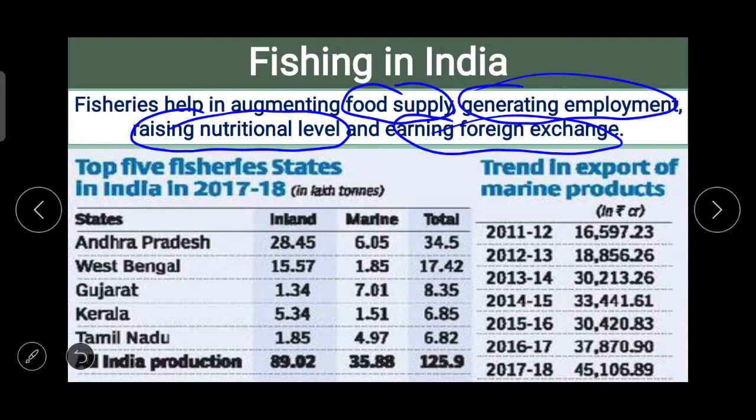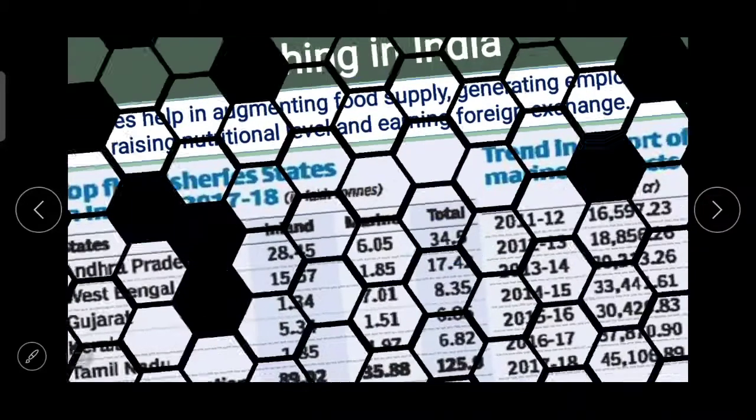Here on the screen you can see the top 5 fish-rich states in India in 2017-18: Andhra Pradesh, West Bengal, Gujarat, Kerala and Tamil Nadu. It is given in inland and marine also. If you go for Andhra Pradesh, then the total is 34.5. It is in lakh tons. Trend in export of marine products, this one also you can see. So, by this we can understand the role of fishing in the Indian economy.